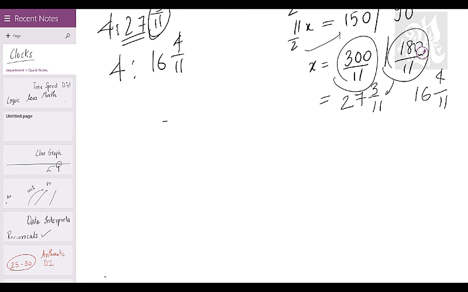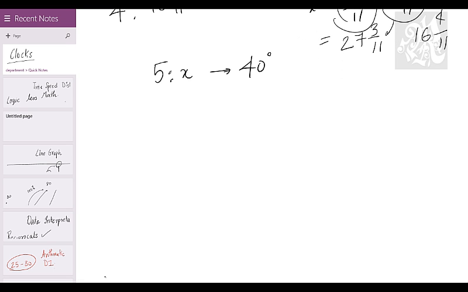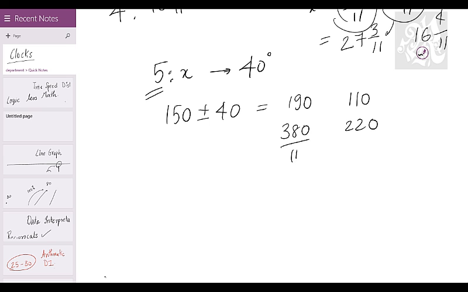Okay. So let's say at what time between 5 and 6 is the angle 40 degrees? So start. First the initial angle. What is the initial angle? 150. What does it do? Plus and minus the angle required. How much does it become? 190 and 110. Then what happens? Double. Divide by 11. Convert the improper into mixed fraction.